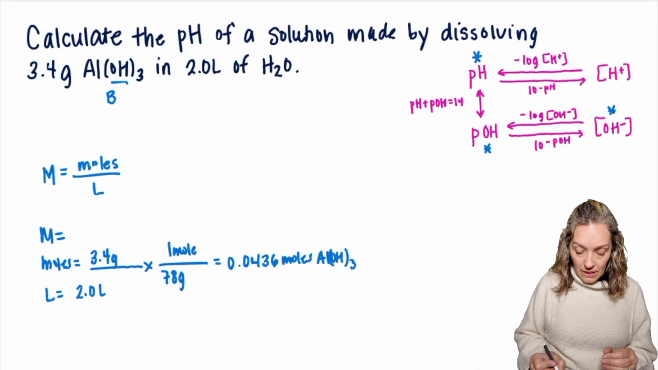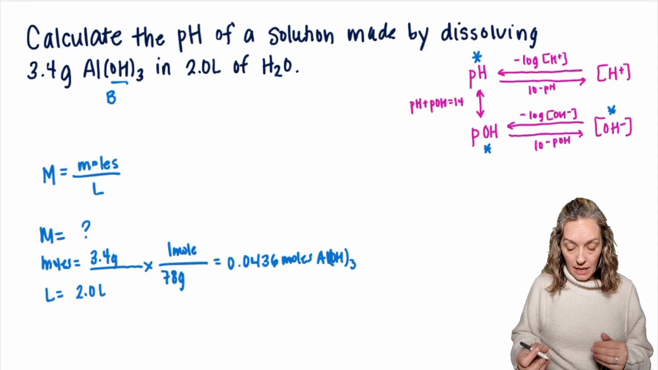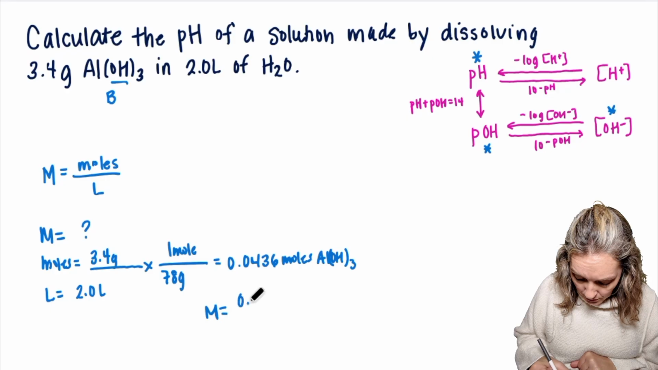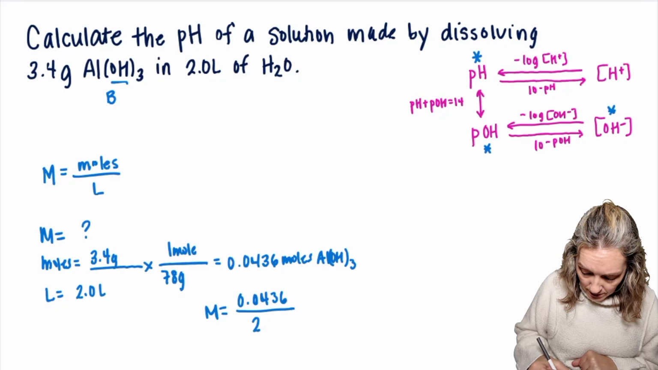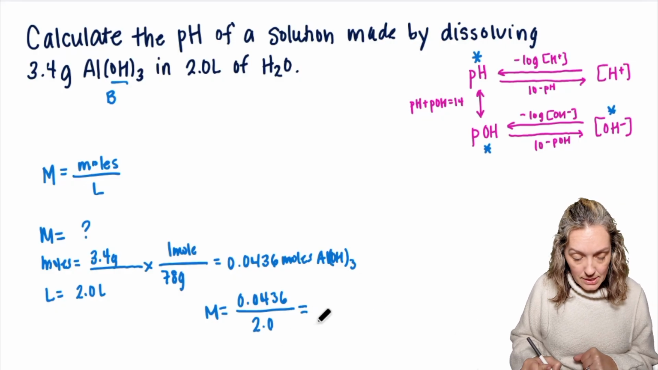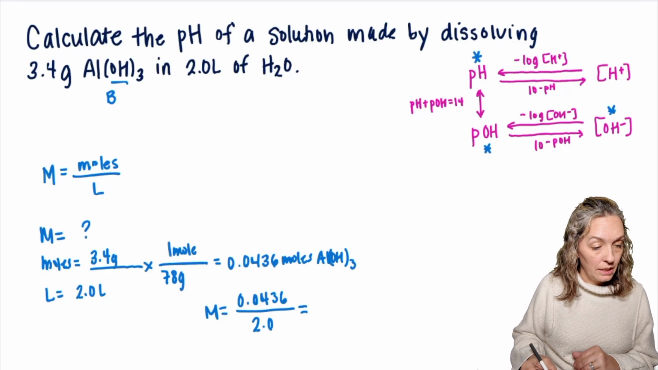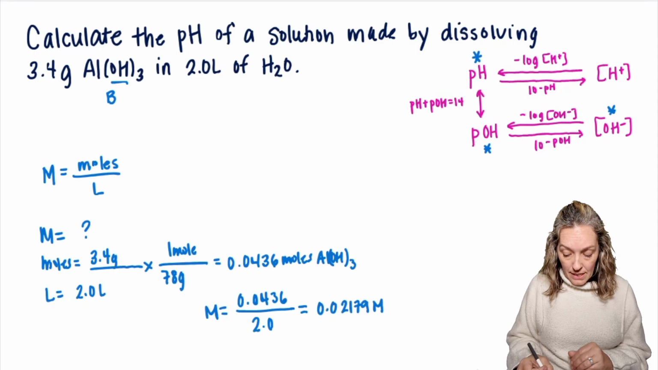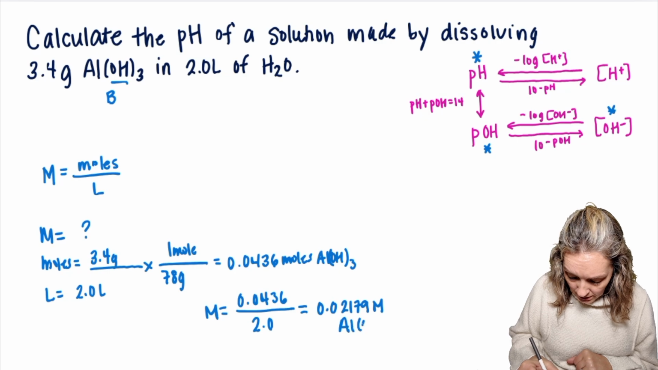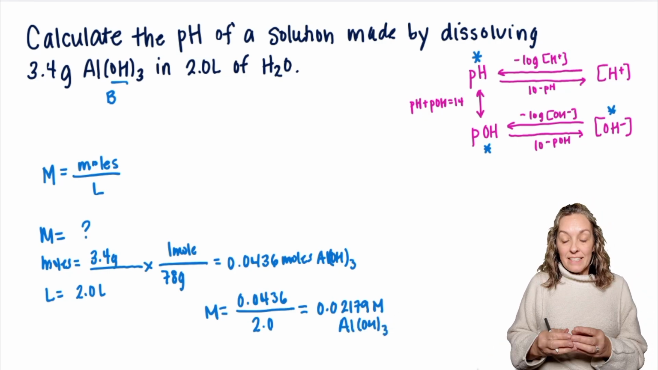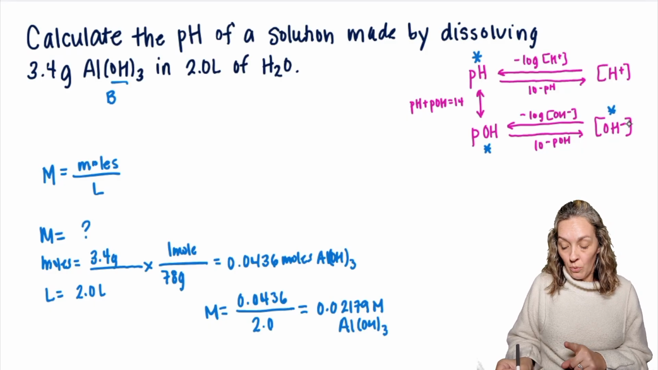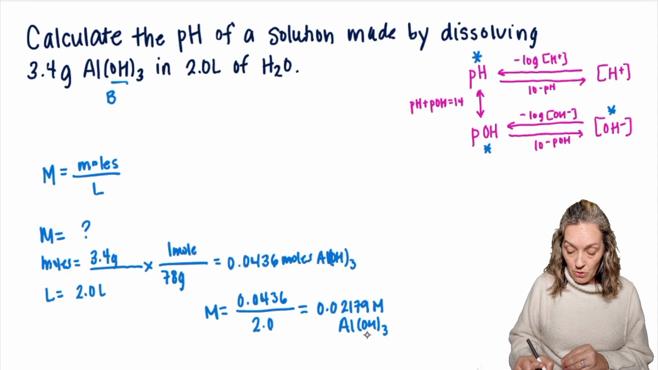All right, now that I know all of the variables except for molarity, I'm ready to solve. Let's substitute in what we know. Molarity is equal to my moles, which is 0.0436, over my liters, which is 2.0. This is going to give me a molarity of 0.02179. But this is our molarity of Al(OH)3. It's important to consider that we want the molarity of just OH here, not Al(OH)3.